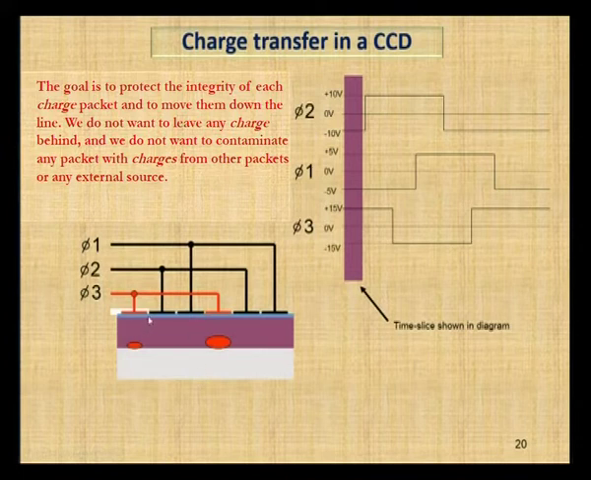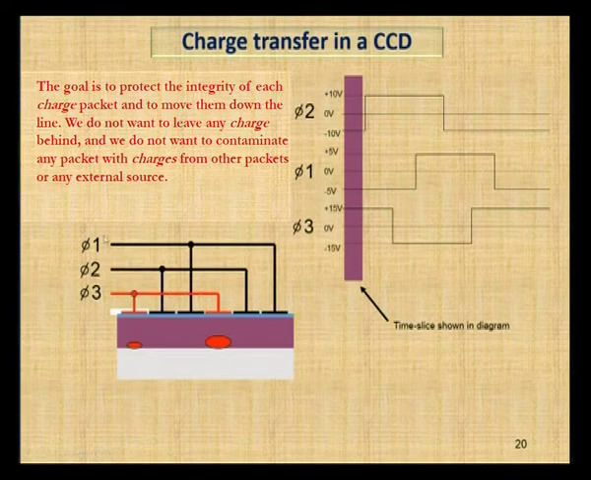This is G1, G2, G3 of the first pixel. This is the first pixel, this is the second pixel. Gate 1 of the first pixel and gate 1 of the second pixel are connected to phase 1. Similarly, gate 2 of both pixels are connected to phase 2, and the same process continues. This is how the phases are formed.